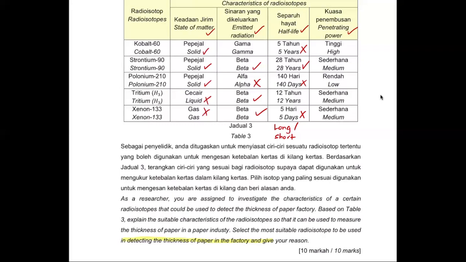And then the penetrating power, we don't want it to be low. We want it to be high. Or in this case, medium. Medium is also okay, as long as it can penetrate the paper. So if you choose medium, as you can see here, your choice would be strontium 90.